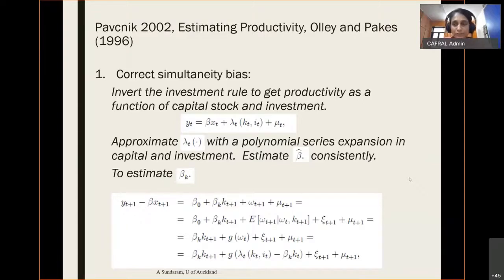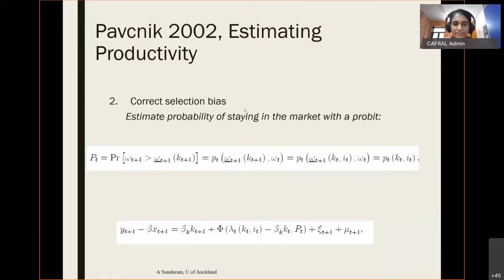Okay? Now, you don't have to really worry about any of this, because Olley-Pakes and all of these estimation techniques are already pre-programmed, right? We have Stata commands that can do this, but I still want you to know what we're doing with the Olley-Pakes method. The next thing is we correct for the selection bias, exactly like we did with Helpman, Melitz, and Rubinstein. So in another stage of the regression, we're going to estimate the probability of staying in the market with a probit, right? So estimate the probability of staying in the market, get predicted probabilities. And once you get that predicted probability, you will just stick that in as another control variable.